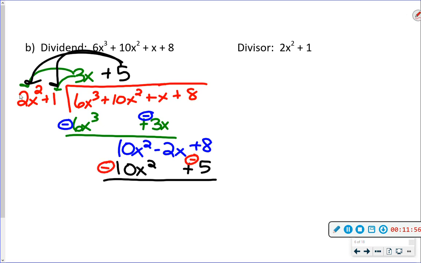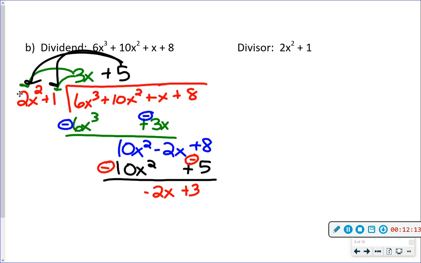So of course my 10x squareds are out. Minus 2x is still in play. 8 minus 5, 3. Okay, guess what? We're done. That is your remainder. Now, how do you know when you're done? How did I know that that's it? That's my remainder.